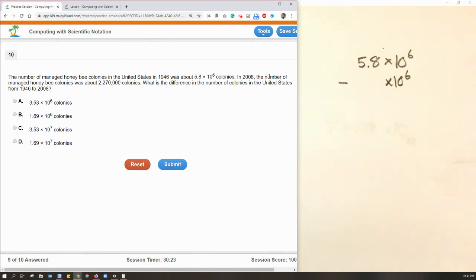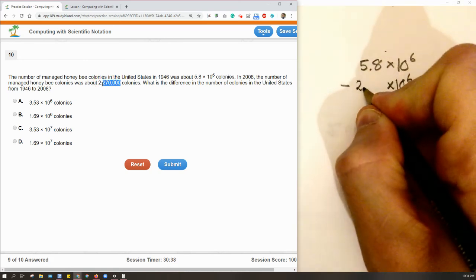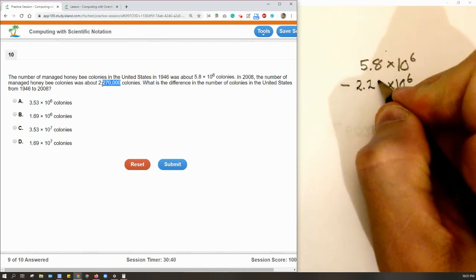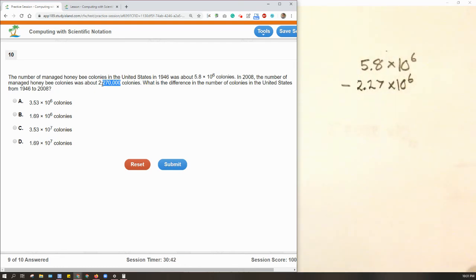If I want it to be times 10 to the 6th, then I need to move the decimal point 6 places in this number and see what I get. So the decimal is at the end here. It's imaginary. It's on this right side of the 0. Move it 6 places. 1, 2, 3, 4, 5, 6. And it lands between the 2 and the other 2. So we get 2.27. So this is what I'm subtracting.